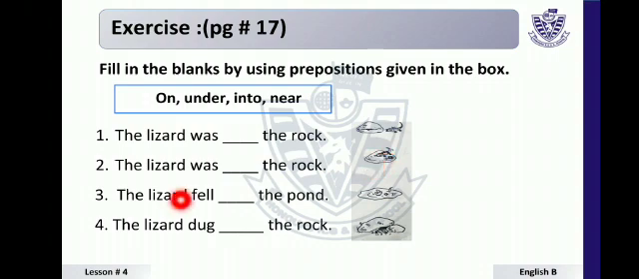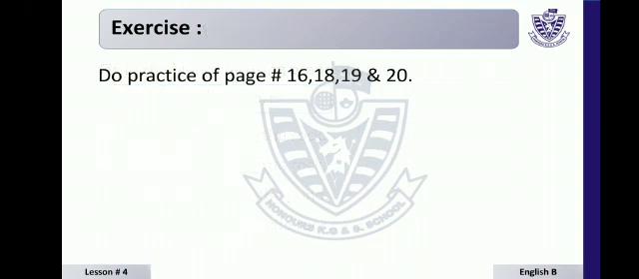Next one is: the lizard fell dash the pond. We can see that the lizard fell into the pond. So we will write here into. The lizard fell into the pond. Last one is: the lizard dug dash the rock. We will write here under. The lizard dug under the rock. Now do practice of page number 16, 18, 19 and 20.